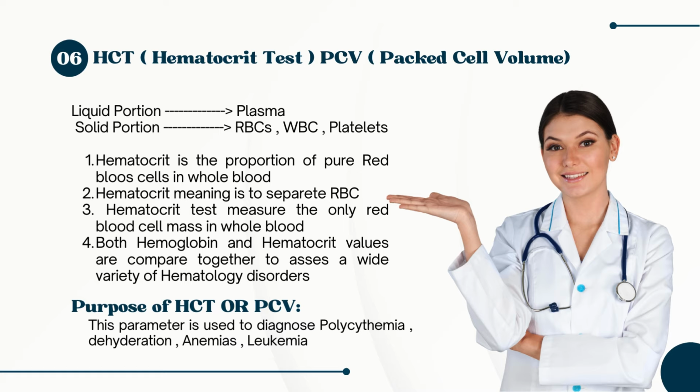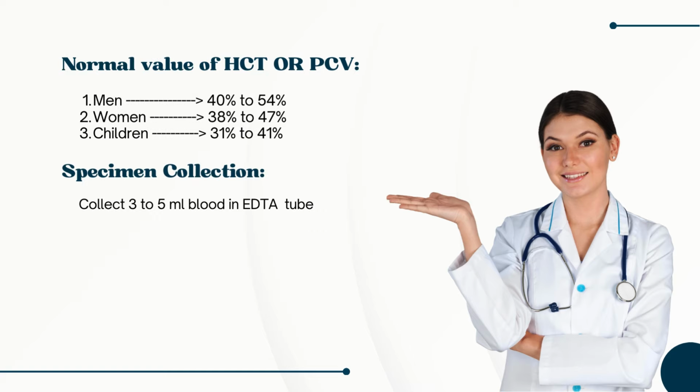Purpose of HCT or PCV. This parameter is used to diagnose polycythemia, dehydration, anemias, leukemia. Normal value of HCT or PCV. HCT in men 40% to 54%. HCT in women 38% to 47%. HCT in children 31% to 41%. Specimen collection. Collect 3 to 5 milliliters blood in EDTA tube.